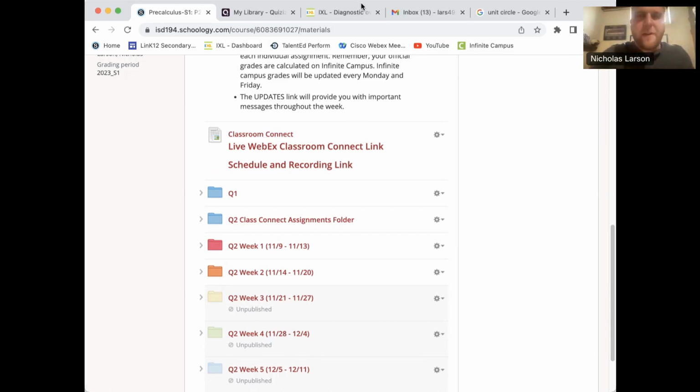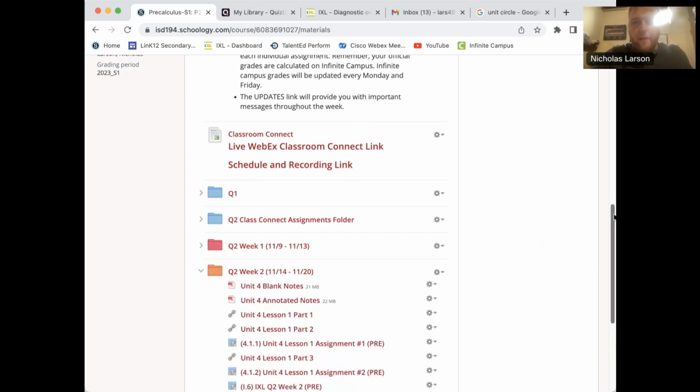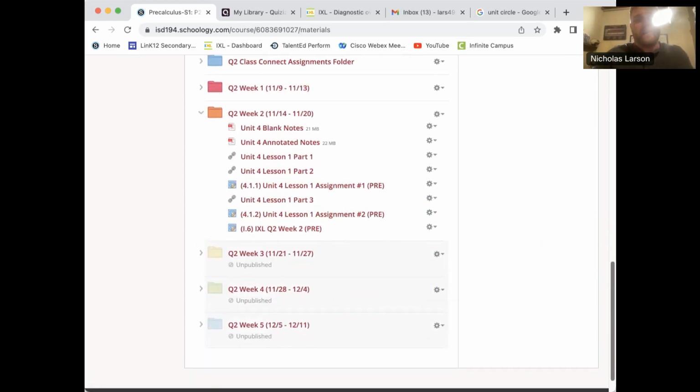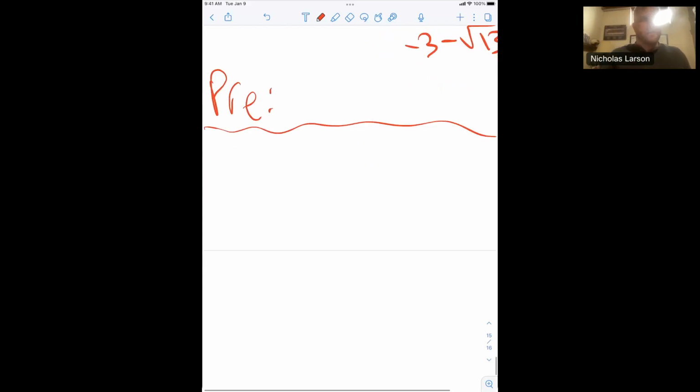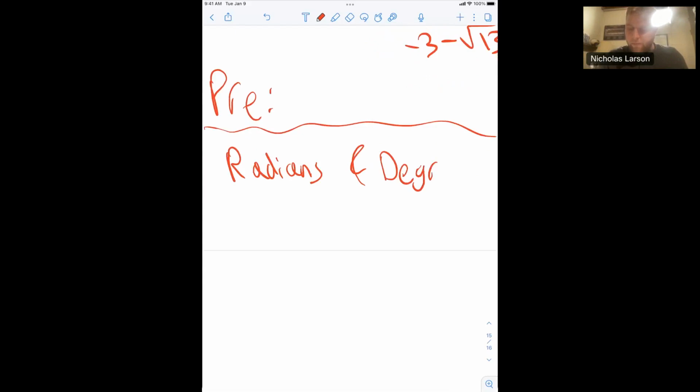This whole unit that we're starting, if we just look again, we're starting unit 4 here. We're going to be talking a lot about the unit circle. The unit circle is broken up into radians and degrees. So what in the world do those mean? Radians and degrees are just different forms of measurement, different ways to measure in a circle. And we use them both.